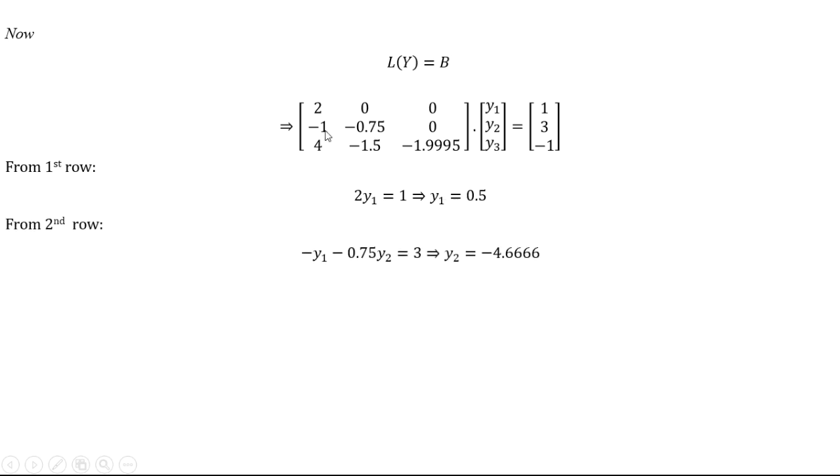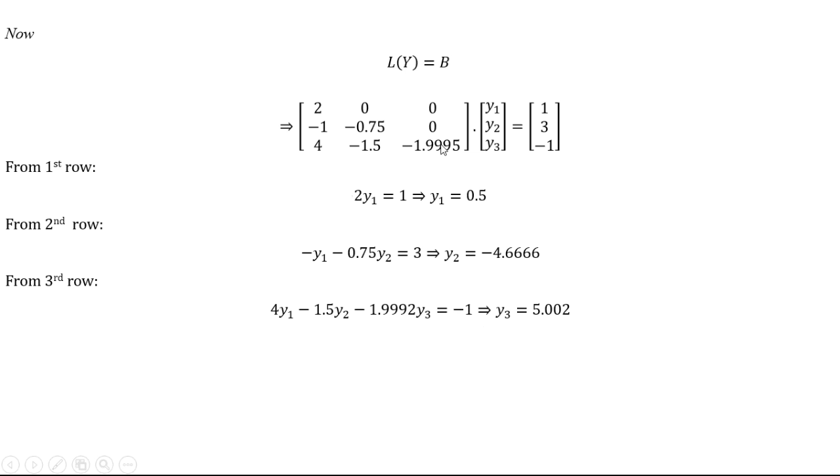From the second row of this system, Ly is equal to b, we will get minus y1 minus 0.75 y2 plus 0 y3. We don't need to write the 0 multiple. So we will get minus y1 minus 0.75 y2, and by putting the value of y1, which is 0.5, and shifting to the right side, after the algebra we will get y2 is equal to minus 4.6666. In the same way, from the third row of this system we will get the value of y3.